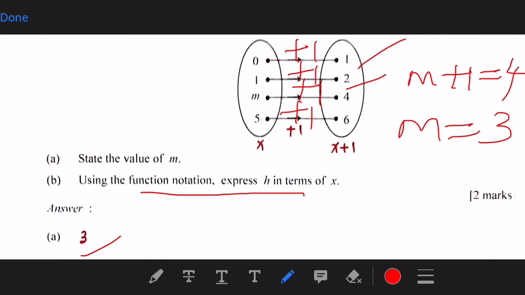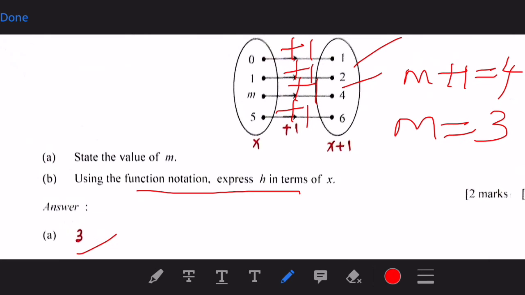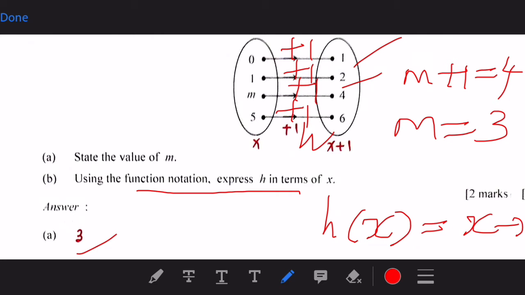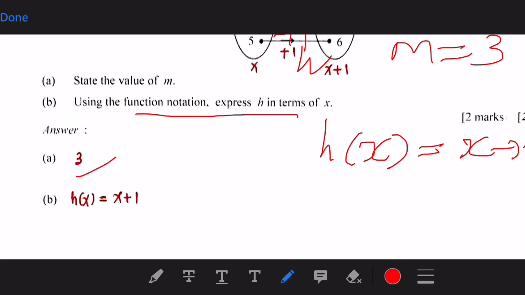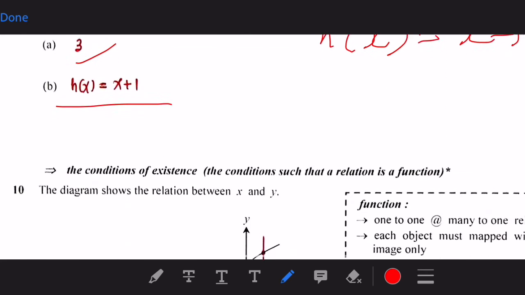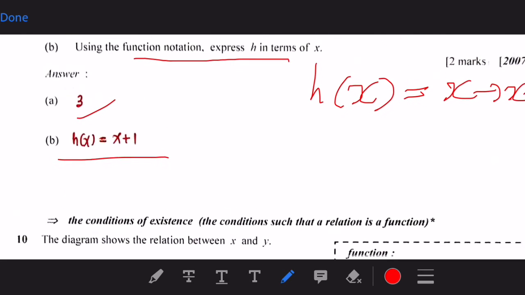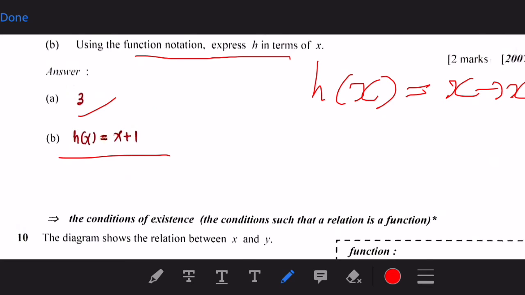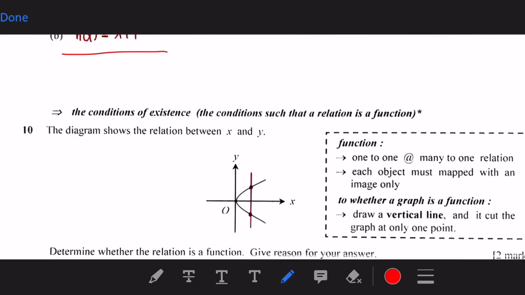A function notation of h in terms of x. So of course the function h will bring x to x plus 1, right? You can see the pattern from there. It's a relation. Okay, this relation between the object and image is called function notation.